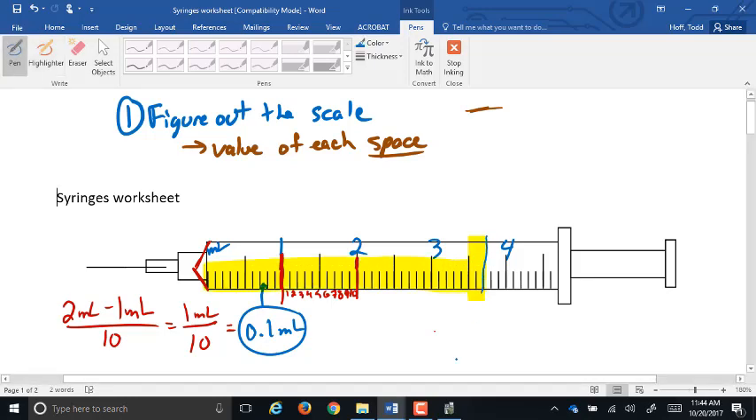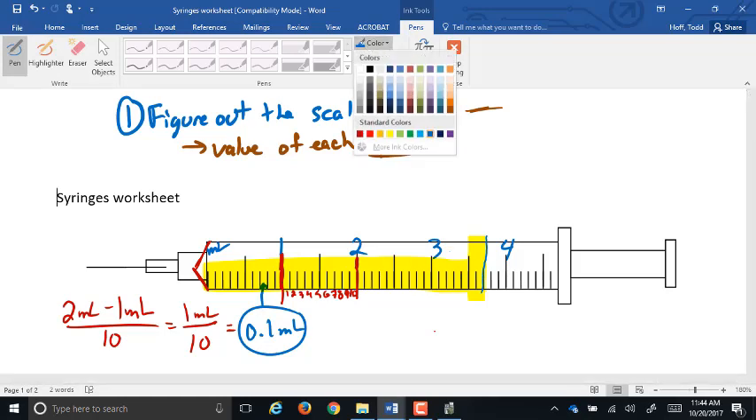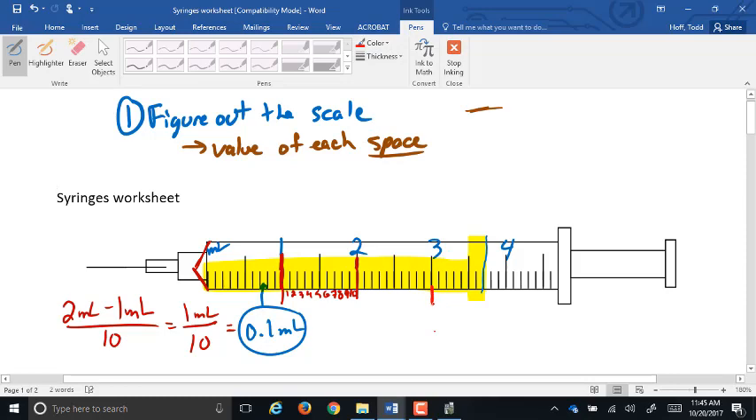So if I fill it up to that line, it's how much? 3.7, very good. This is 3 right here. Each is 0.1, so that's 0.1, 0.2, 0.3, 0.4, 0.5, 0.6, 0.7. 3.7 milliliters.